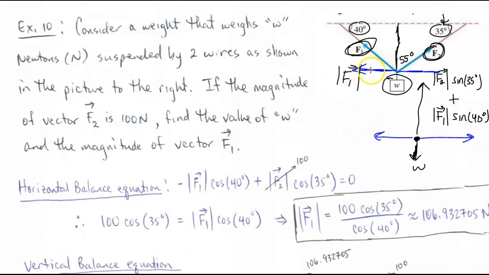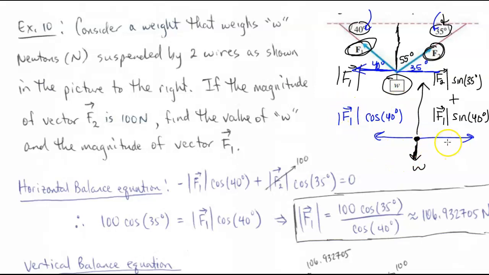On the left-hand side, I have the magnitude of force F1, and this would be cosine of 40 degrees. The reason it'll be cosine is because we see that we have this angle 40 here, and we have alternate interior angles, so this angle would also be 40. Similarly, since this angle is 35, this angle would be 35 degrees as well.